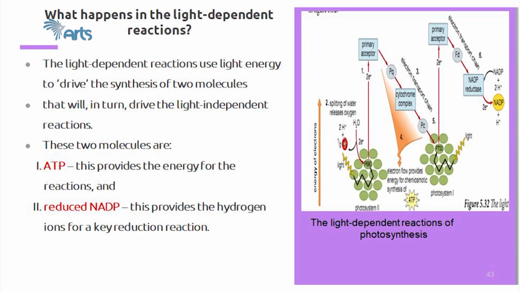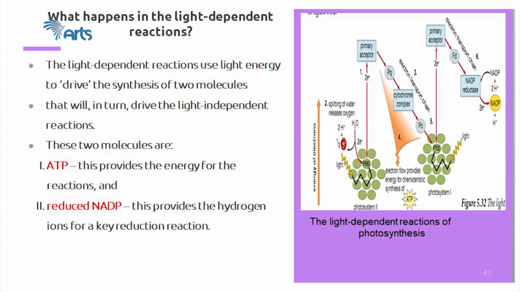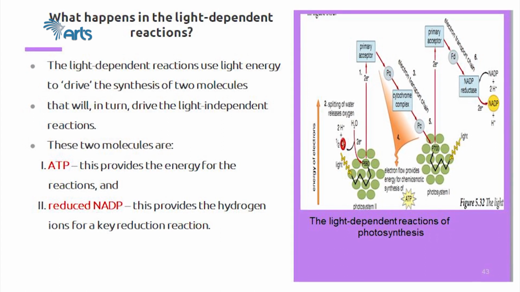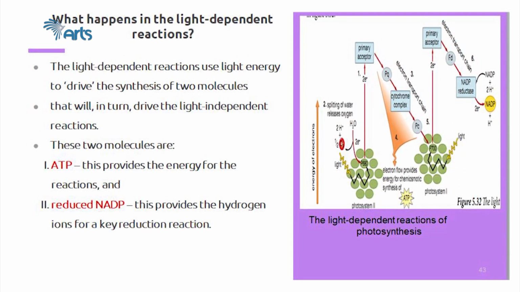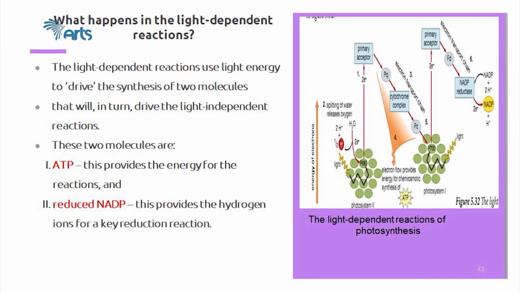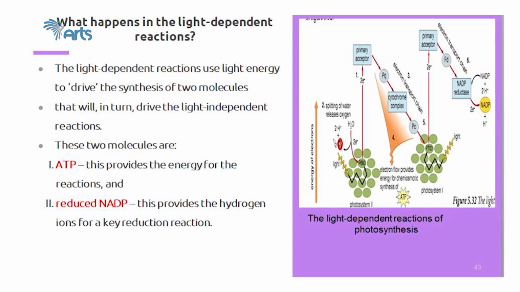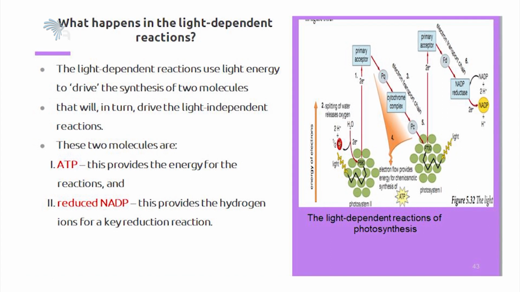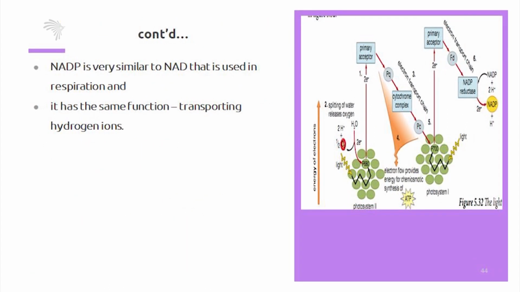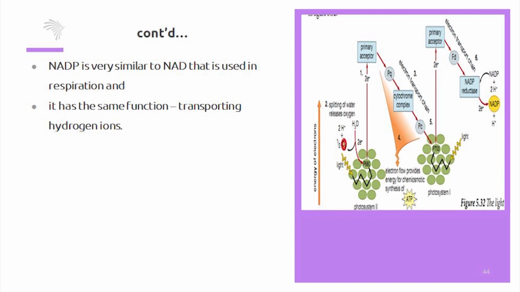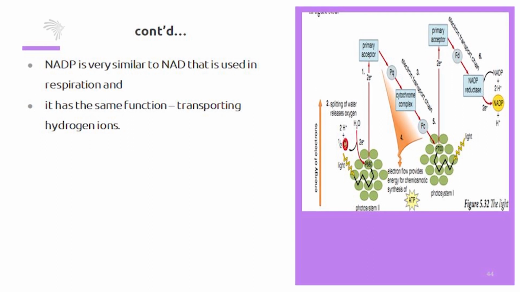The light-dependent reaction uses light energy to drive the synthesis of two molecules that will in turn drive the light-independent reaction. These two molecules are, one, ATP, which provides energy for the reactions, and the second one, reduced NADP, which provides the hydrogen ions for a key reduction reaction. So this is the light-dependent reaction in this slide. There are photosystems 1 and 2. Photosystem 2 is 680, photosystem 1 is 700, the wavelengths of light they absorb. NADP is very similar to NAD that is used in respiration, and it has the same function, transporting hydrogen ions.